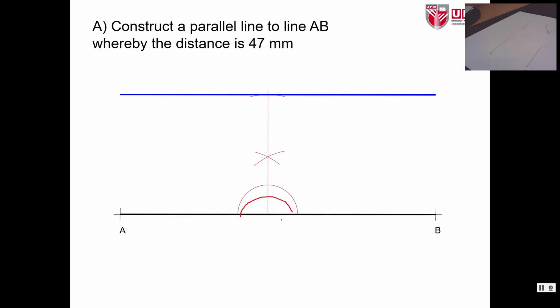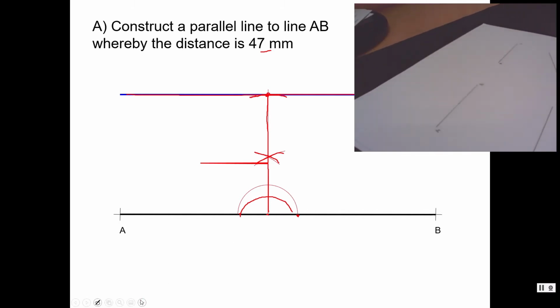So the first step is to draw this semicircle line, and this is up to you in terms of radius. After that, from this point you are going to draw this line, and from this point you're going to draw another line, and this is also up to you, so that you can get a point where you can draw a perpendicular line like this one, and then set another 47 mm from here to here to see the point where it touches the line, and then you can draw the parallel line after that. So I'm going to show you how to do it.